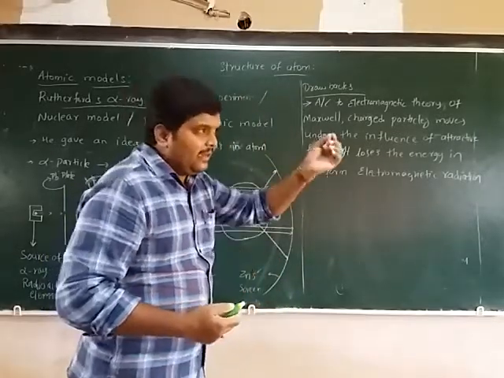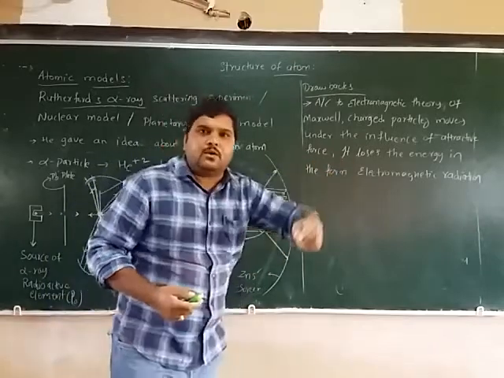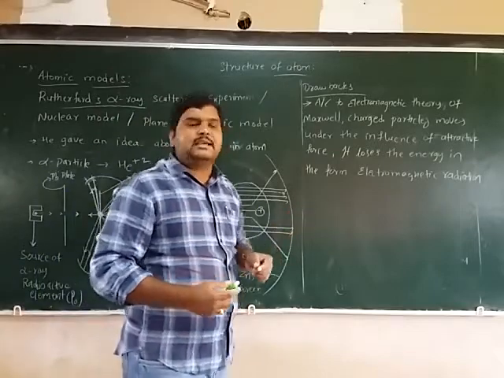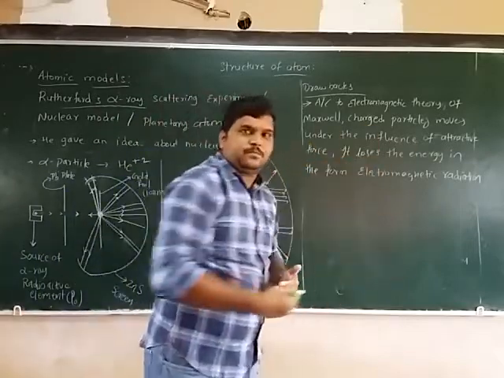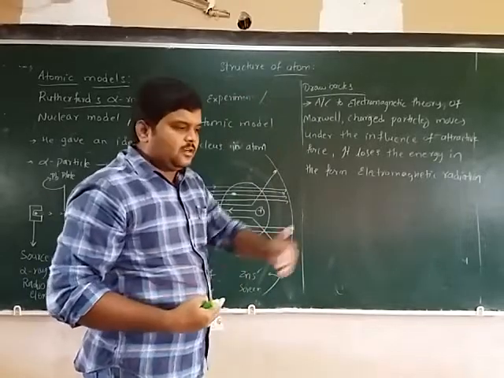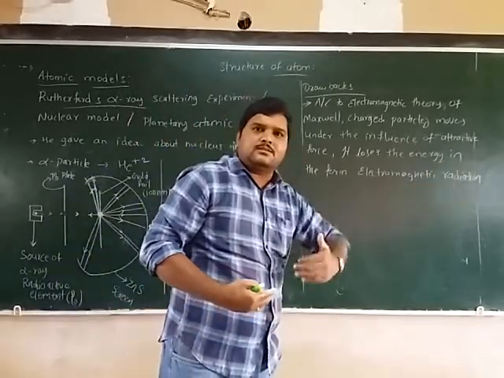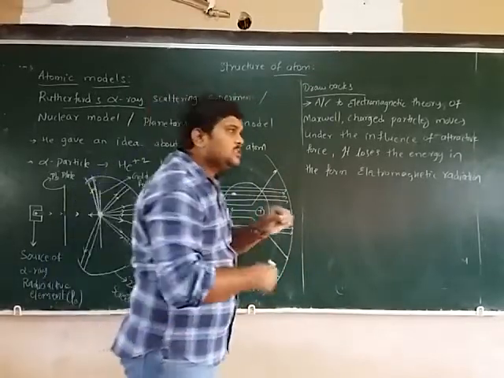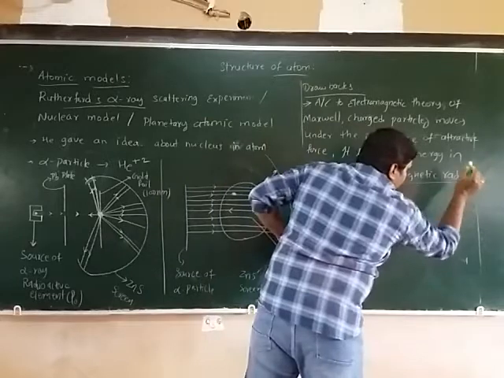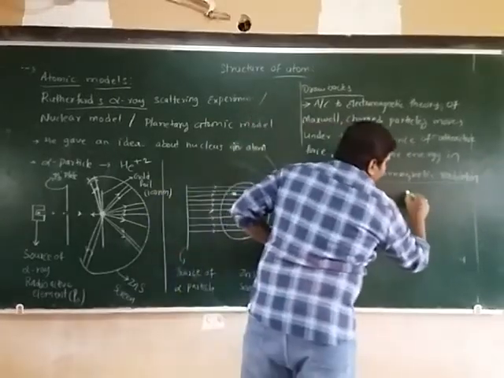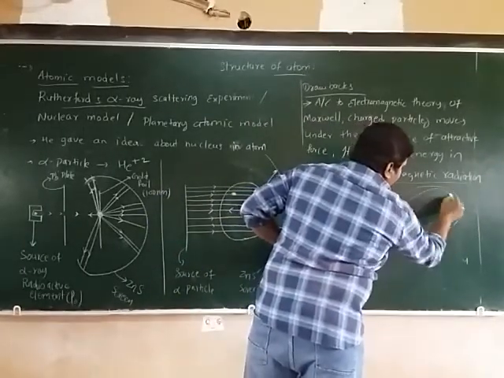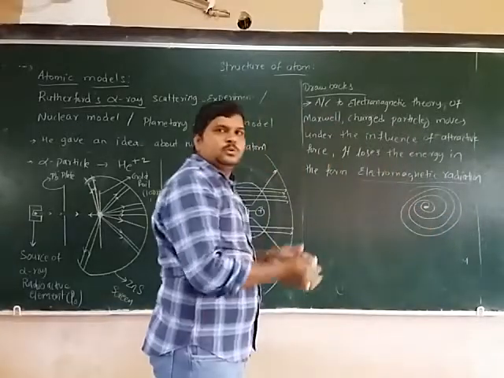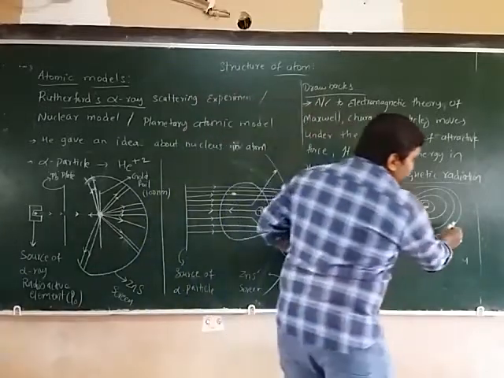Like that, while the electron revolves around the nucleus in a circular path under the influence of the nucleus, it has to lose energy. I hope you can understand. When the electron revolves around the nucleus under the influence of the nucleus's attractive forces, it has to lose energy in the form of electromagnetic radiation. Finally, it has to fall into the nucleus. The atom has to collapse.